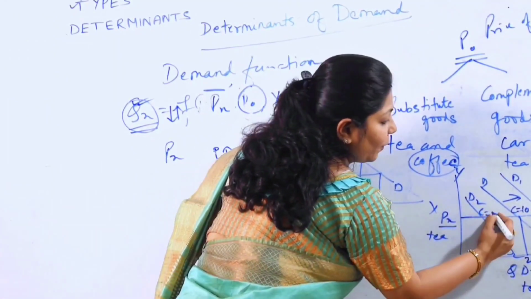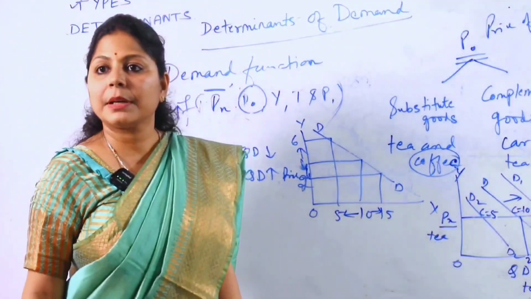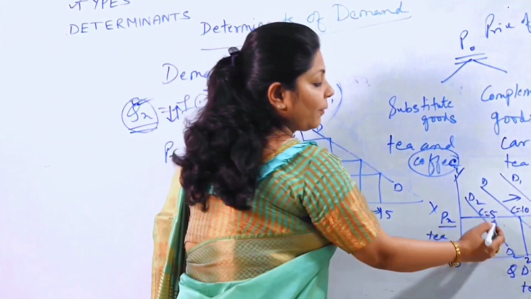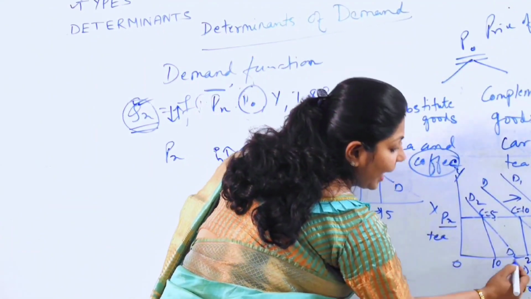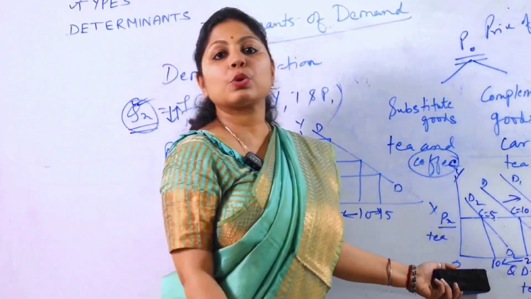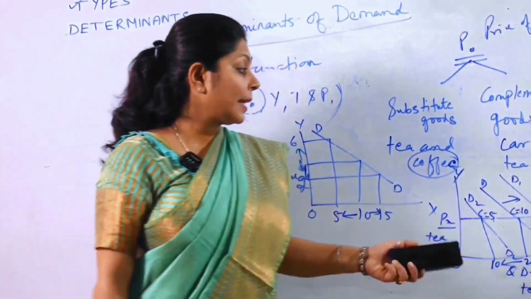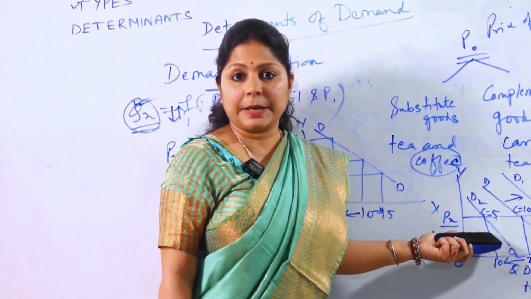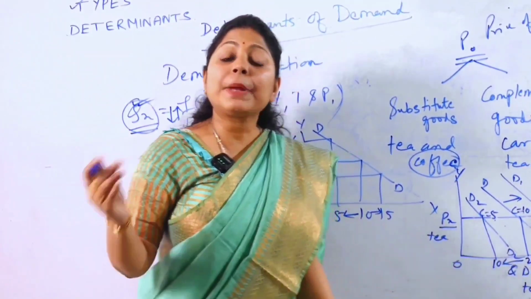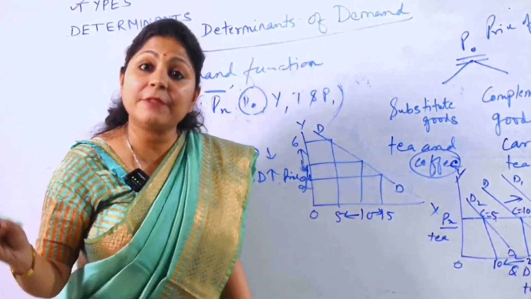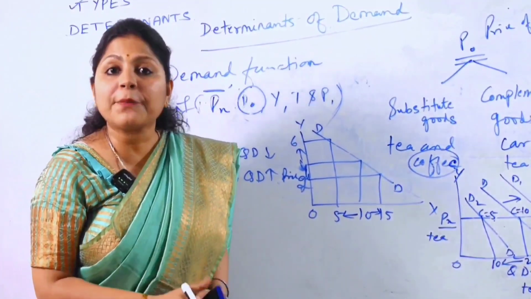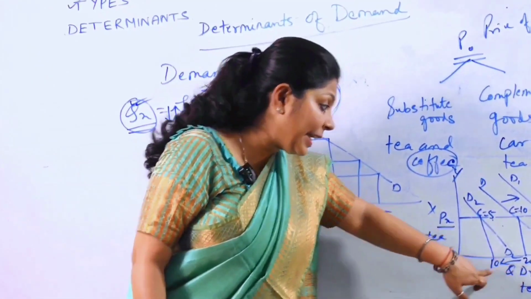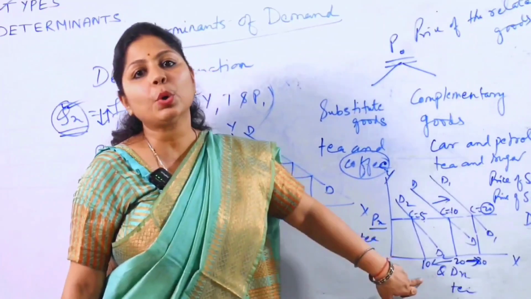when the price of coffee is reduced to 5, so now what will happen? The demand for tea will be reduced to 10. Why? Because now coffee is cheaper compared to tea. So few of the people who were earlier consuming tea will now shift to coffee. So the demand for tea will be reduced from 20 to 10.